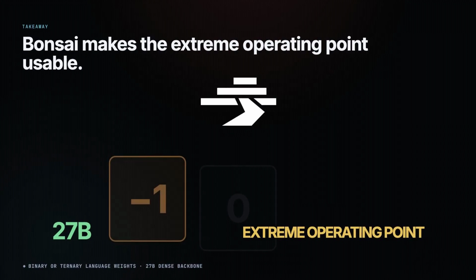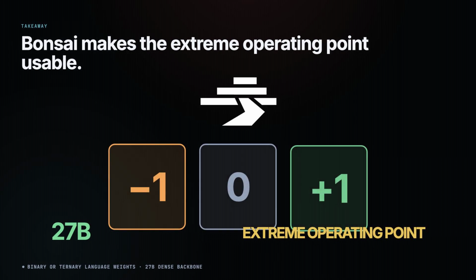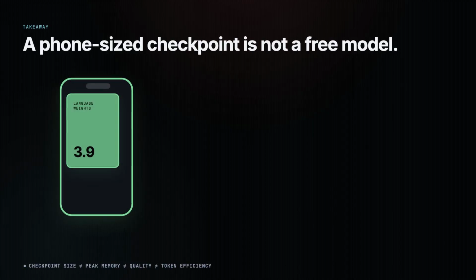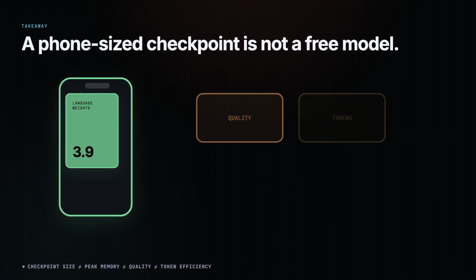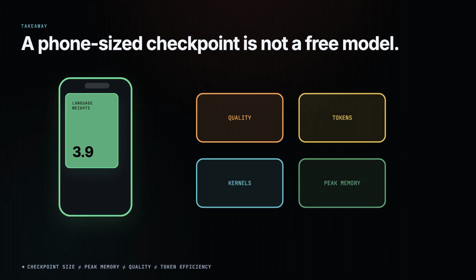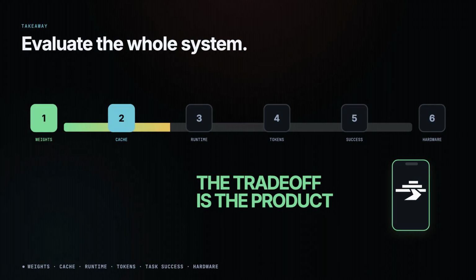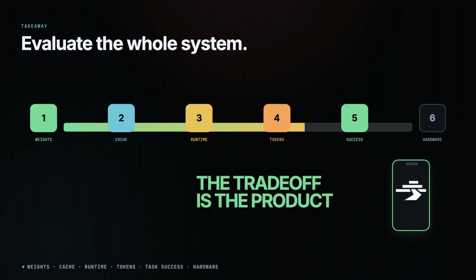Bonsai makes an extreme operating point genuinely usable. A dense 27 billion parameter network represented end-to-end with binary or ternary language weights. Its real limit is equally important. A phone-sized checkpoint does not guarantee full precision quality, cheap reasoning, mature kernels, or phone-sized peak memory. So evaluate the whole system: weights, cache, runtime tokens, task success, and hardware. Bonsai makes stronger edge models plausible, but the trade-off remains the product.